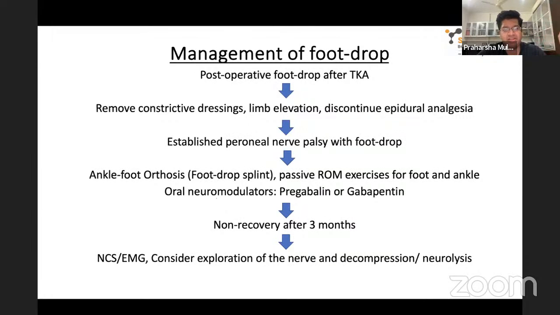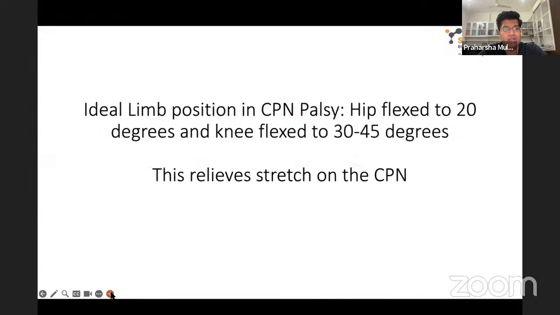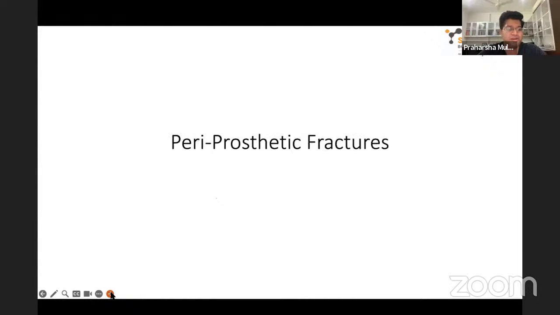If you do not have recovery at 1 month or 3 months, then you need to get your nerve conduction studies and EMGs done. And then you can consider exploration of the nerve to do either a decompression or neurolysis, depending on your findings. For this, MRI has been described in total hip, but it's not described for the total knee. So the ideal limb position, please understand, is not simply putting a couple of pillows under the ankle and lifting the leg up into the air. You have to flex the hip to 20 degrees and the knee to 30 to 45 degrees. This is the position that relieves the stretch on the common peroneal nerve. So these are the measures you need to take immediately after.